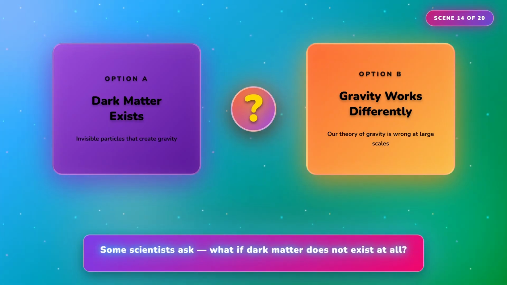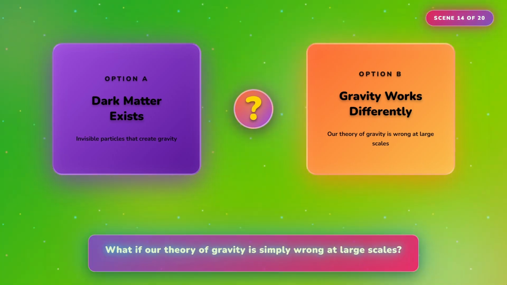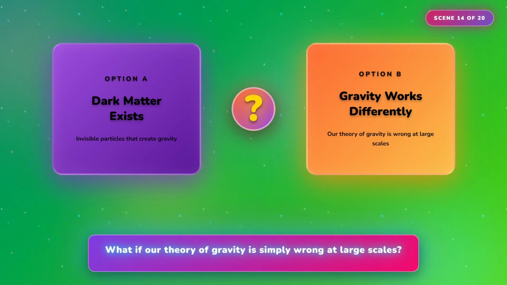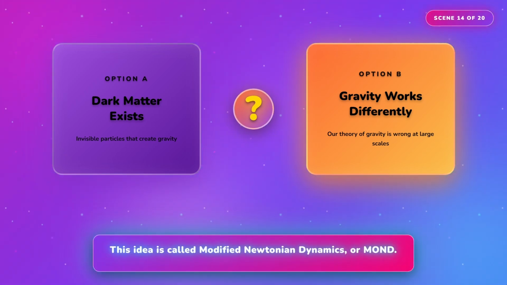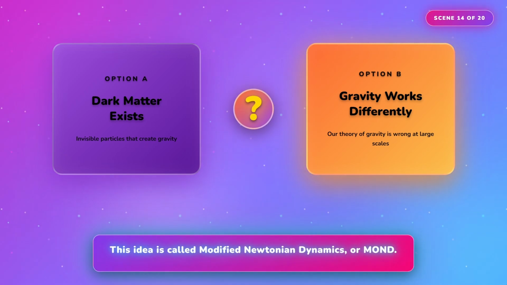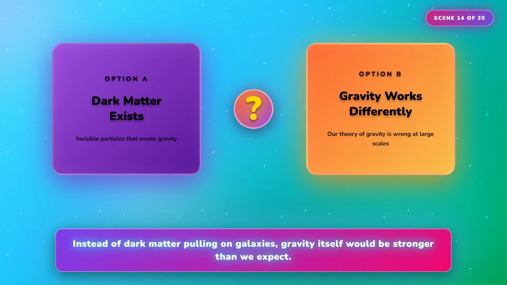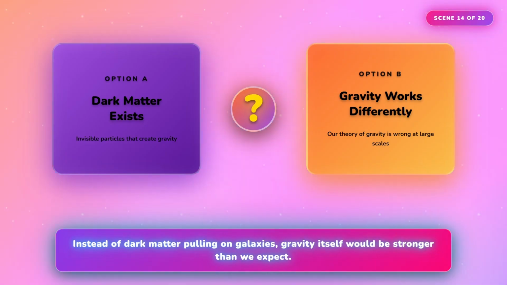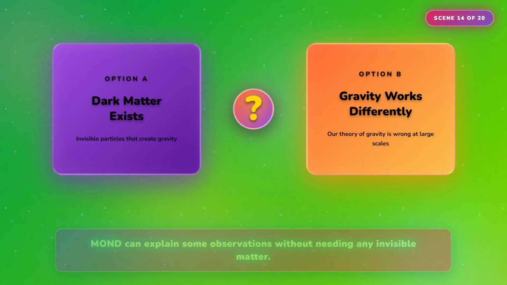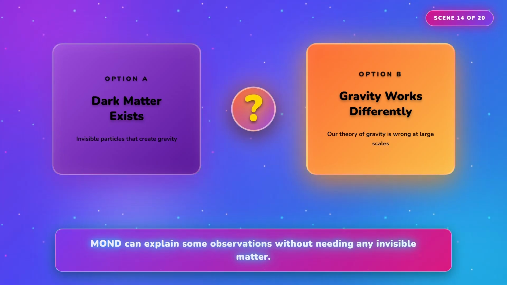Some scientists ask, what if dark matter does not exist at all? What if our theory of gravity is simply wrong at large scales? This idea is called modified Newtonian dynamics, or MOND. It suggests that gravity behaves differently when it becomes very weak. Instead of dark matter pulling on galaxies, gravity itself would be stronger than we expect. MOND can explain some observations without needing any invisible matter.